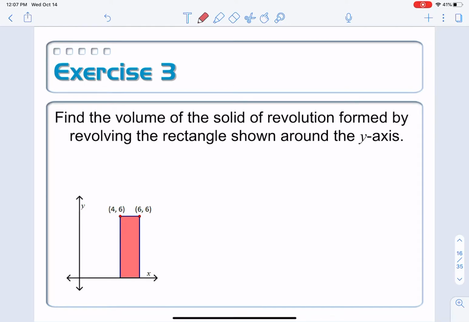Yet another solid of revolution on exercise 3. Find the volume of the solid of revolution formed by revolving the rectangle shown around the y-axis. So not both of them this time, just the y-axis.